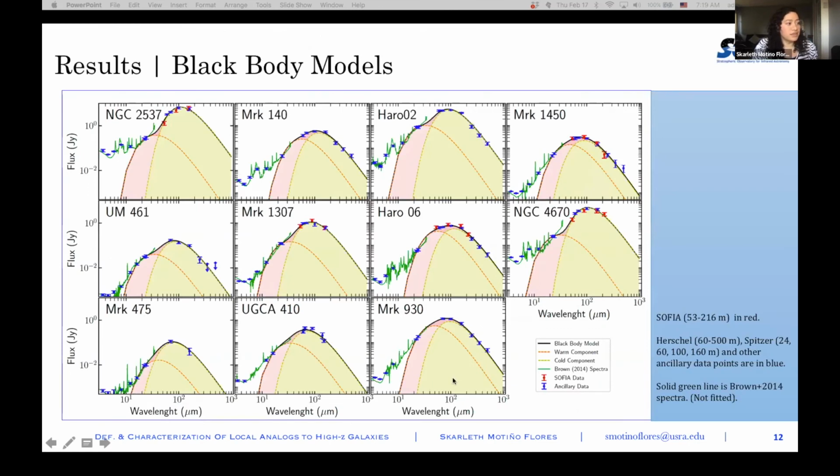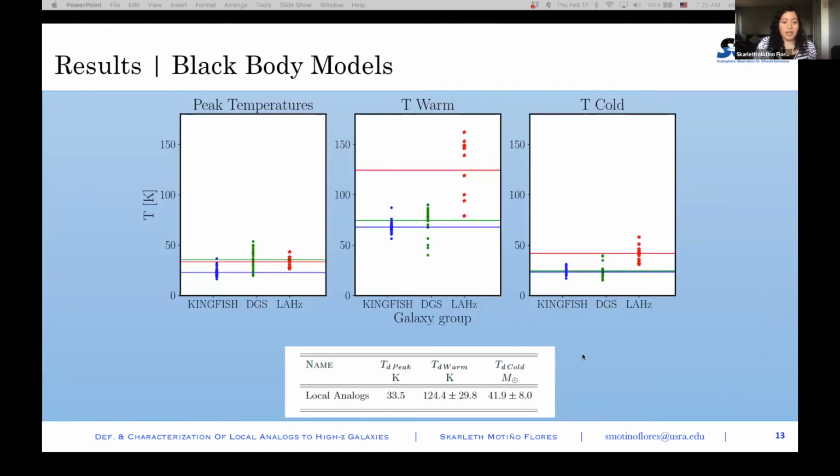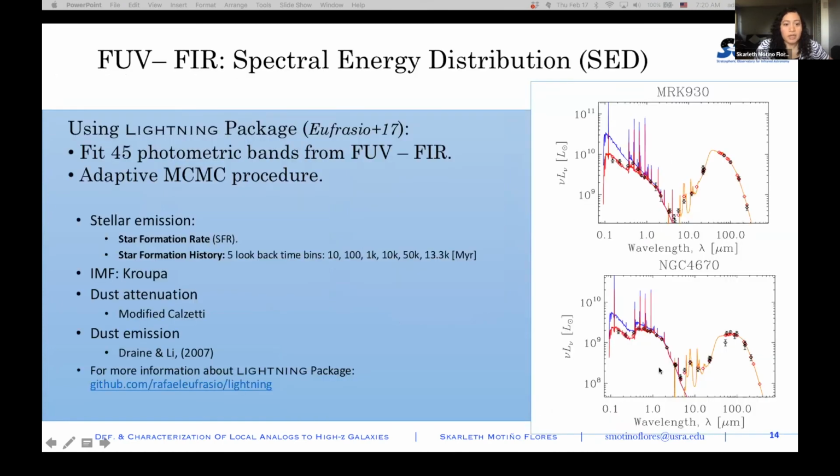Here are all the models for all the galaxies in this case. And what we found in general is that these galaxies tend to have a warm dust component. We're comparing here with the KINGFISH galaxies and the Dwarf Galaxy Survey of Madden 2013, and we find that our galaxies have a warmer component.